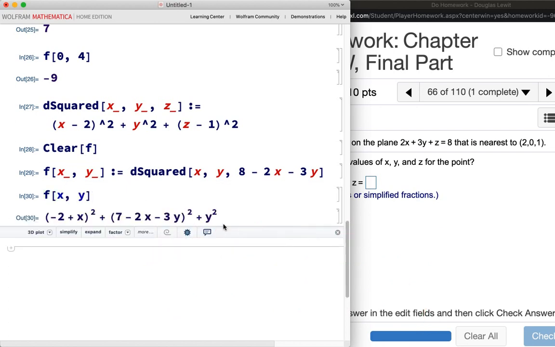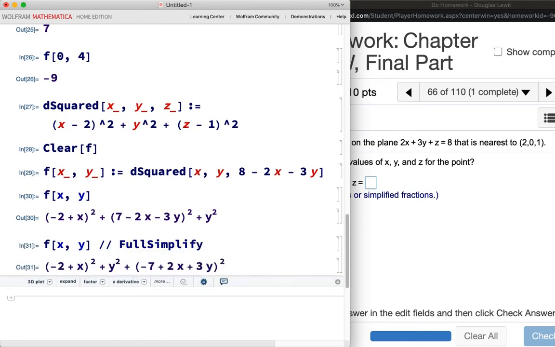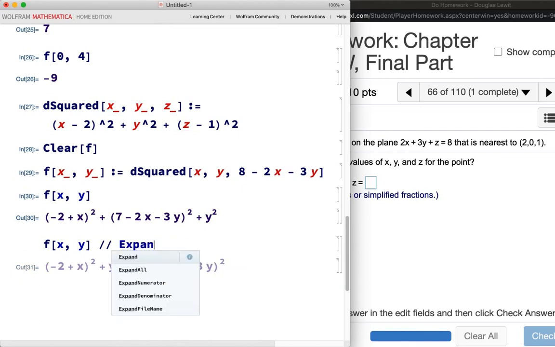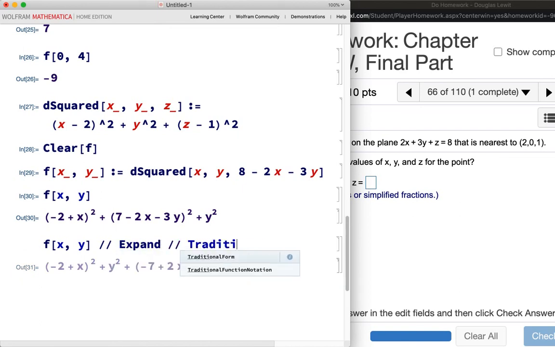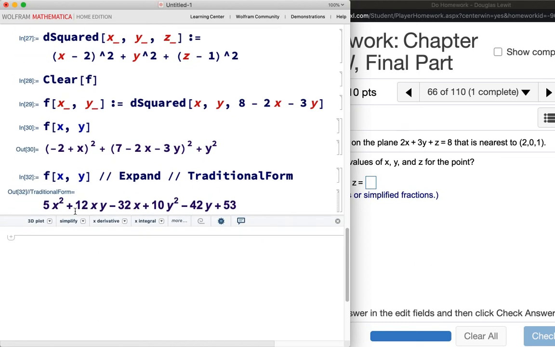And we can simplify that. Let's simplify that a lot. Well, let's expand it. Maybe that'll look a little bit better. Expand to traditional form. Okay, so there you have it. So 5x squared plus 12xy minus 32x plus 10y squared minus 42y plus 53.